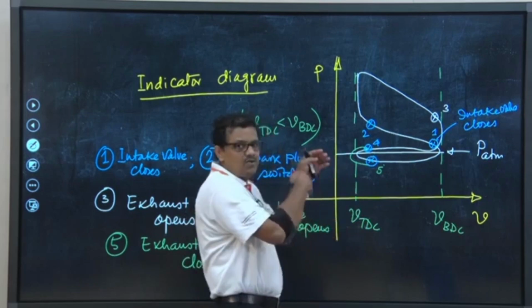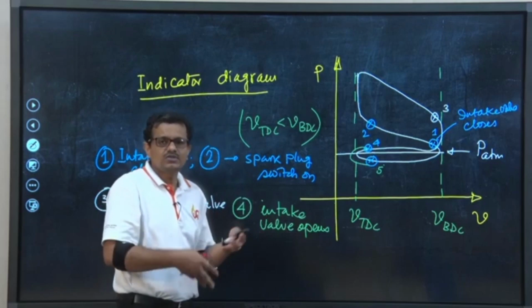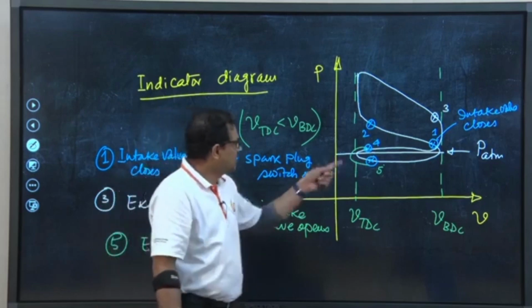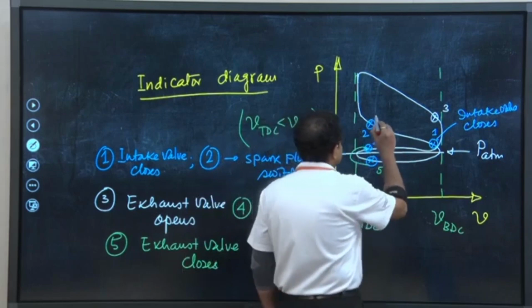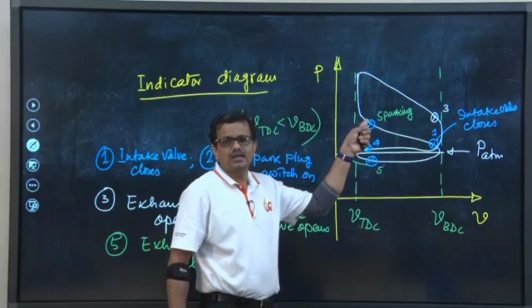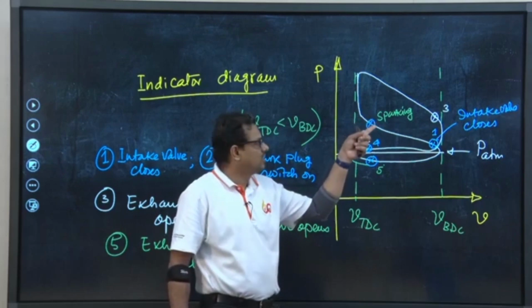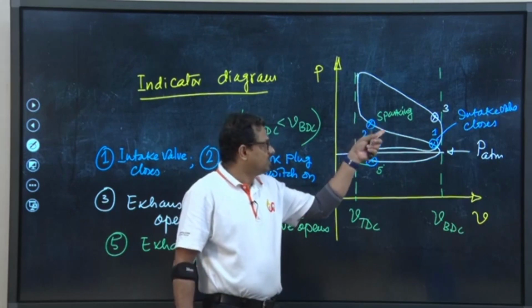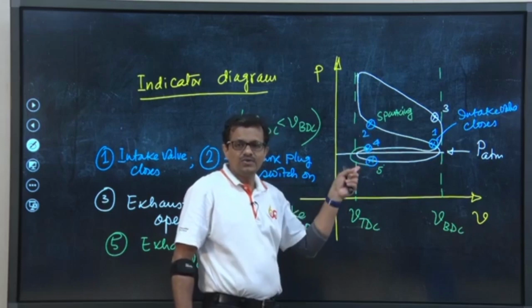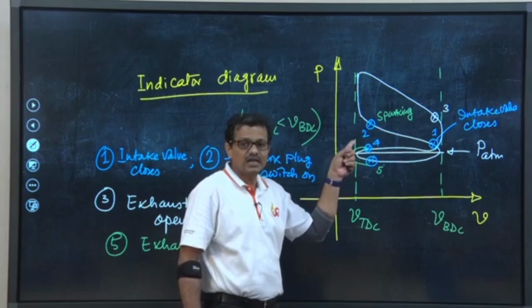So, we have tried to map all the processes for a 4 stroke cycle engine. If it is SI, then this is sparking. Now, if it is not the SI engine, then 2 will not be there, because we will be utilizing the self ignition properties of the fuel.